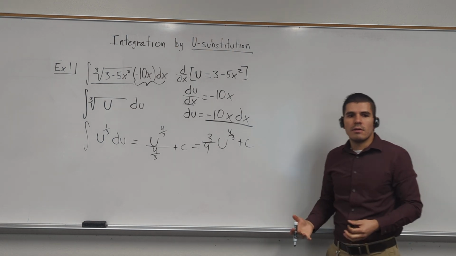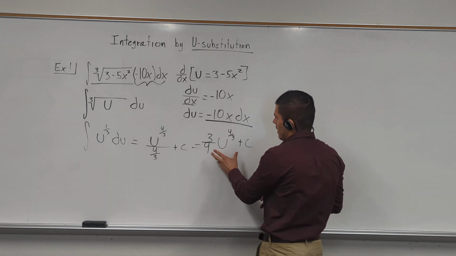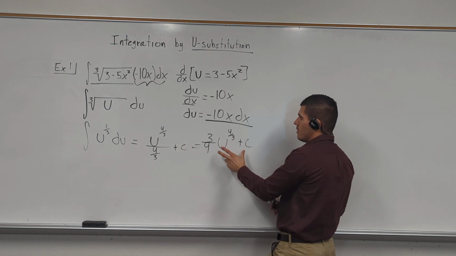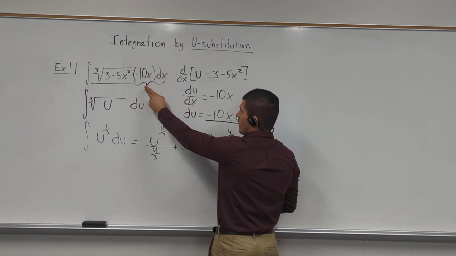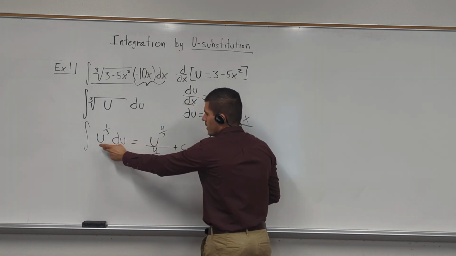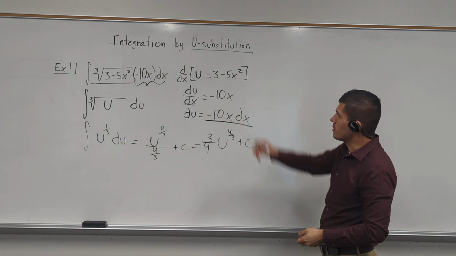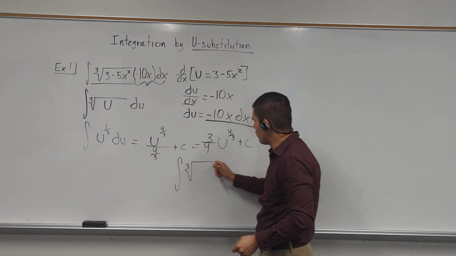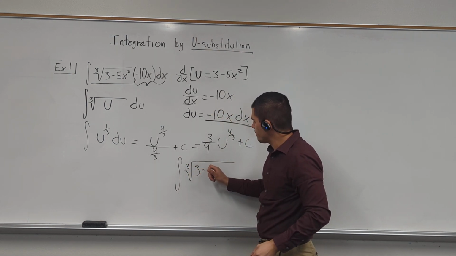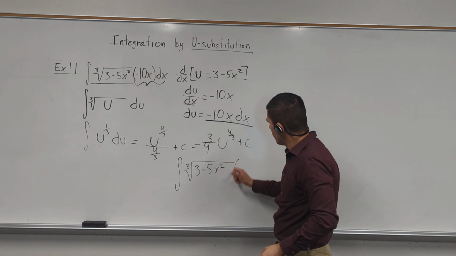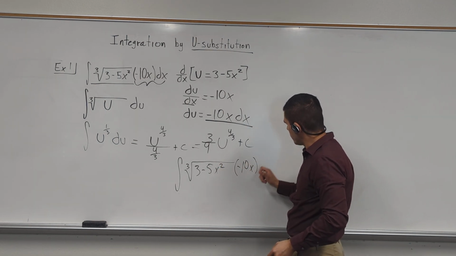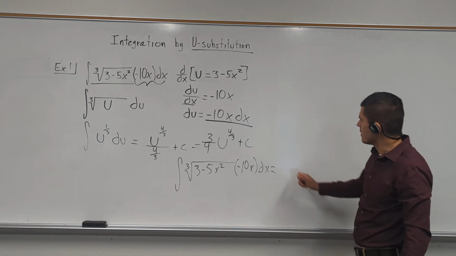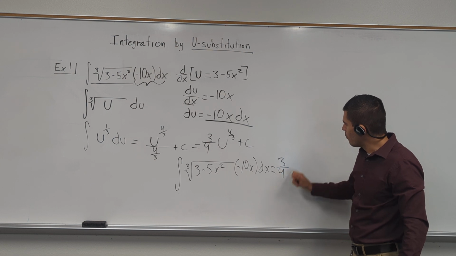But here's the catch. This answer is the antiderivative of this. So now if I want to answer the question, which is the original, let me rewrite it. The antiderivative of the cubed root of 3 minus 5x squared times negative 10x dx should equal, I gotta take my answer and go back in terms of x's, which in your case would be 3/4.